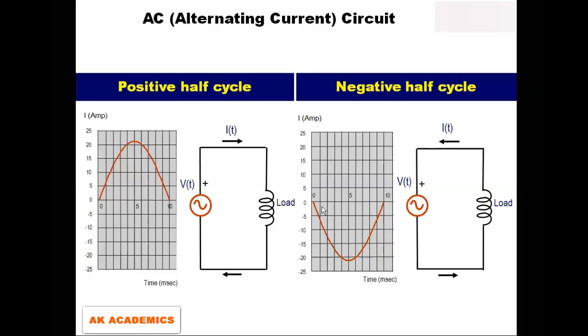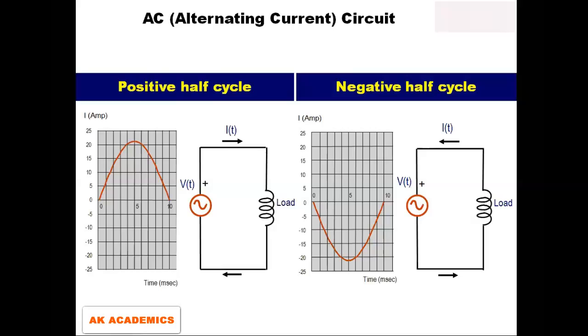But then the second half, which is negative, what has changed here is the polarity of the current. So the current has changed direction. Because it's negative, the current is coming this way, passing through the load, and then coming back to this particular point. Right, so this is pretty much a positive half circle and a negative half circle. You can see the directions of current and relate to that accordingly.